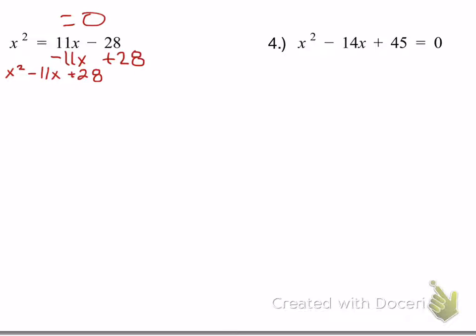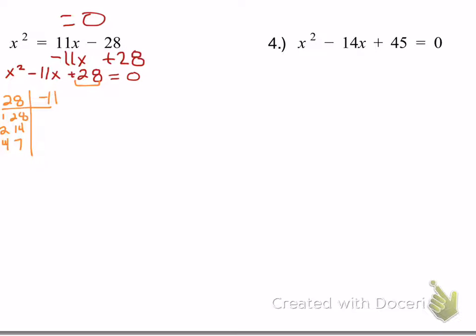Well, this is when a is 1, so a lot of the times that's a lot easier. Remember, we take our last number, 28. Well, what numbers multiply to give us 28? We got 1 and 28. We got 2 and 14. And 4 and 7. Our goal is to get negative 11.